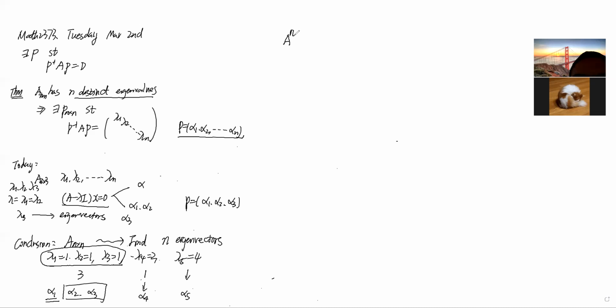So the method is like this. In general, for a problem like this, you first find a P such that P inverse A P is some diagonal matrix D. After you find this, it means that you can write A in this form, A equals P D P inverse.